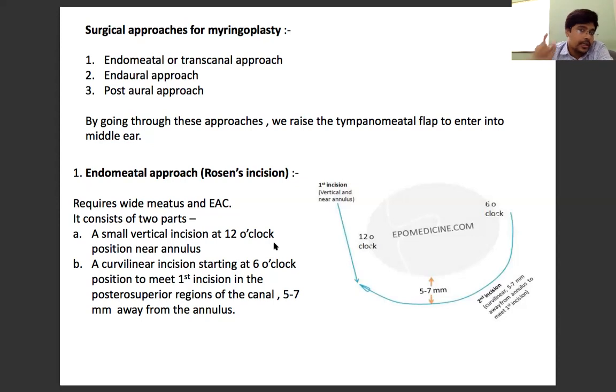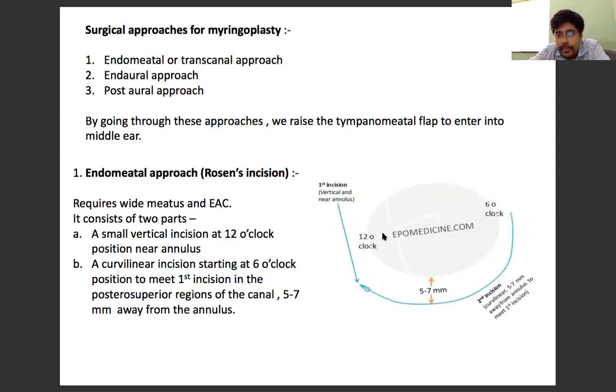Endaural. If you consider this is the pinna, if it is behind the pinna, that is postaural. Endaural, this is the endaural. And endomeatal is inside, that is endomeatal. So now the endomeatal approach, this is Rosen's incision, as you can see on the screen. This is the Rosen's incision.